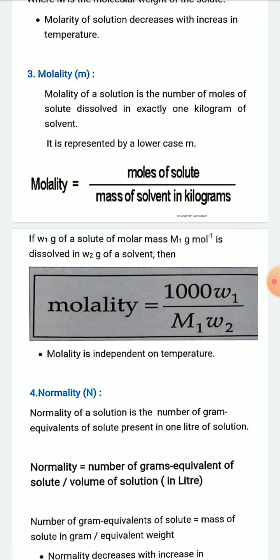Molality of a solution is the number of moles of solute dissolved in exactly 1 kilogram of solvent. That means molality is number of moles of solute per kg of solvent, not per liter of solution. In case of molarity, it is number of moles per liter of solution, and in case of molality, it is number of moles per kg of solvent, not per kg of solution.